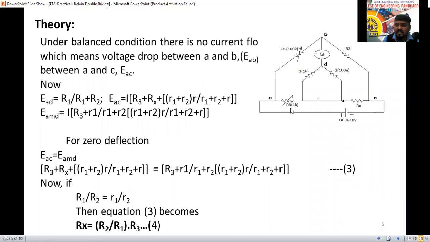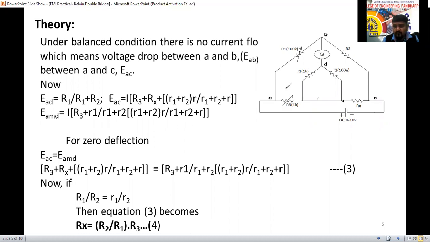And EAC we are going to consider here now. So R3 we have to consider first, R3 plus RX. And this term, just check out this term here now. Is it in series or parallel? I'm going to draw this one here.